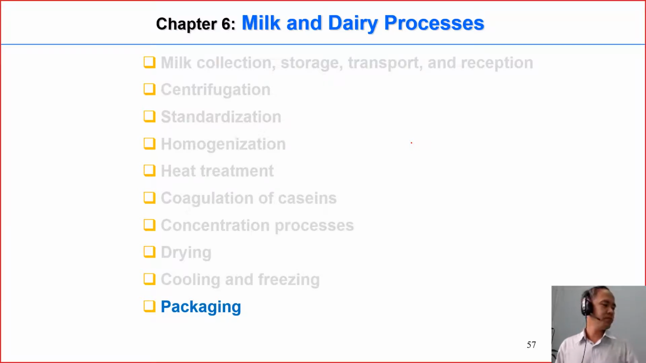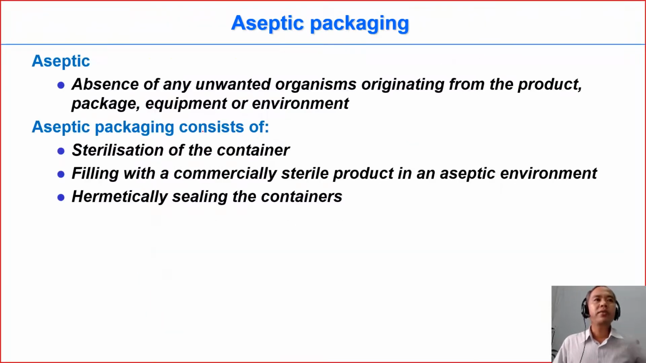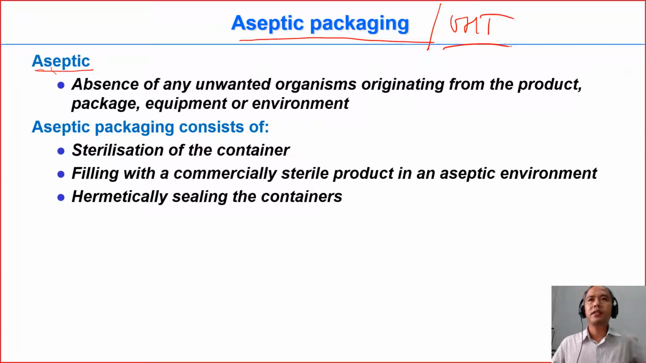So we move further to the last part of chapter 6. We talk about packaging. In the dairy industry, very important is aseptic packaging. Aseptic packaging is carried out after UHT, ultra high temperature treatment. Then they do aseptic packaging. Aseptic means the absence of any microorganism coming from the product, from the environment, or from the equipment.